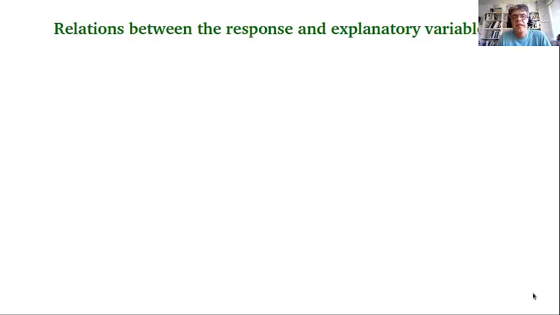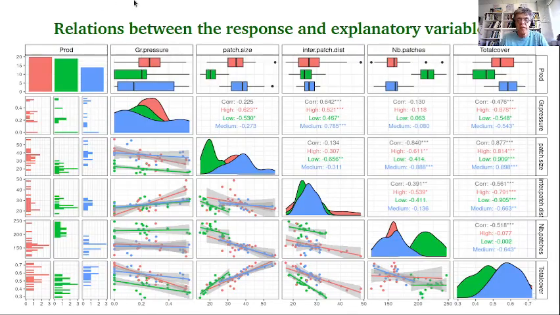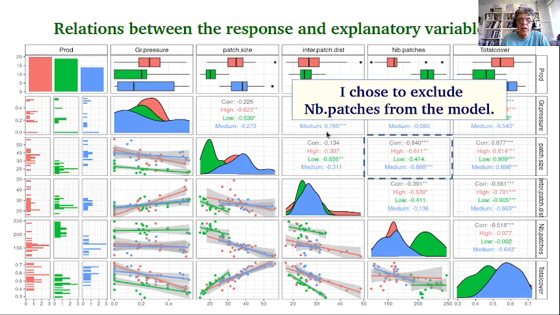Let's examine then the relationship between the response and the explanatory variables. Here is a large set of plots. In the diagonal we had the density plots with different colors for the different levels of parameter productivity: high, low, and medium, alphabetically ordered. And so we have here that two of the explanatory variables, number of patches and patch size, are negatively correlated.